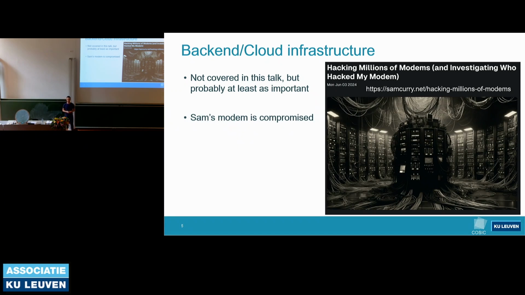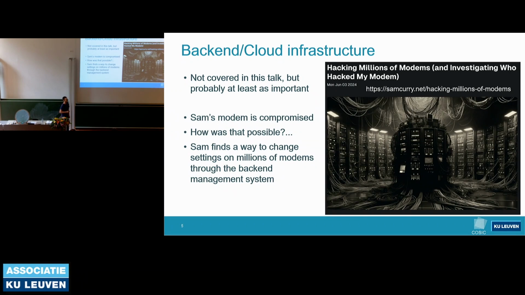Sam himself is a researcher, and of course he wondered, how did this happen? Like, how was this possible, and how did the attacker achieve this? And what Sam figured out during his research is a way that he could update the settings of all of the modems from this ISP. And this entire blog post walks you through all of the steps that Sam took and is really well written and well explained.